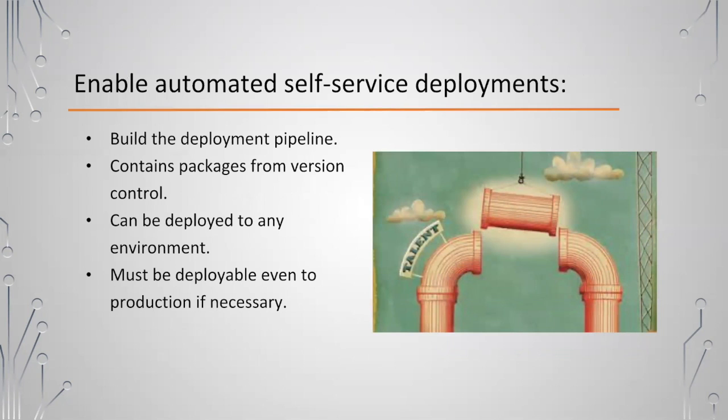Enabling automated self-service deployments. We want to build the pipeline, which will contain packages from version control. And it's important that they can be deployed to any environment. This is to keep the pipeline flexible. And it must be deployable even to production if necessary. So we want the packages to be ready to go, basically, once they're in the pipeline.